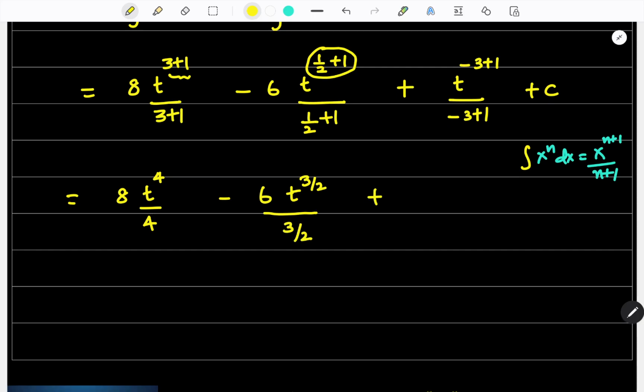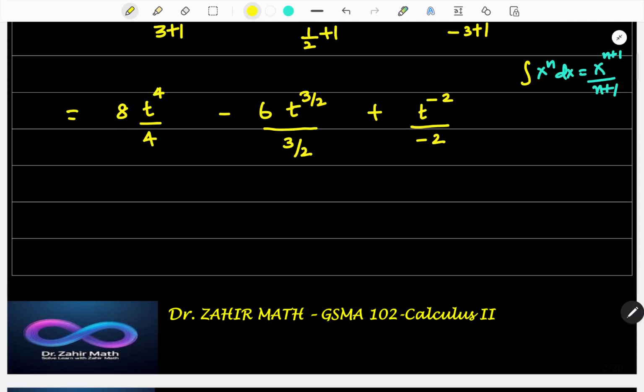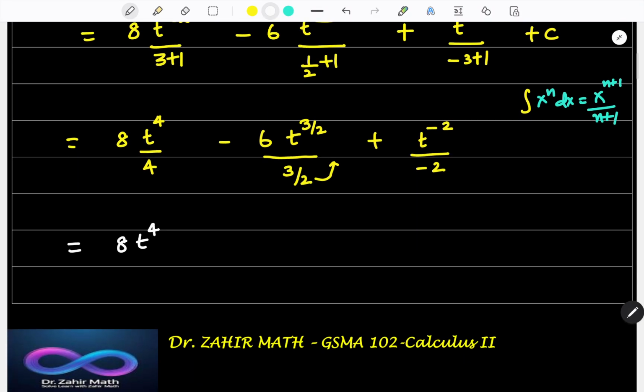Right? And then plus, put it in the calculator if you are not clear. Minus 3 plus 1 is minus 2 divided by minus 3 plus 1 is what? Minus 2. Now the answers are good, but still you can write this in a proper form, right? So this equals 8 t to the power of 4 divided by 4. And 8 you can cancel with this 4 and this one, which is going to be what? 2, right? So let me cancel this one too. So what happens now? This is nothing but 2t to the power of 4 minus, and this one 6 is up.